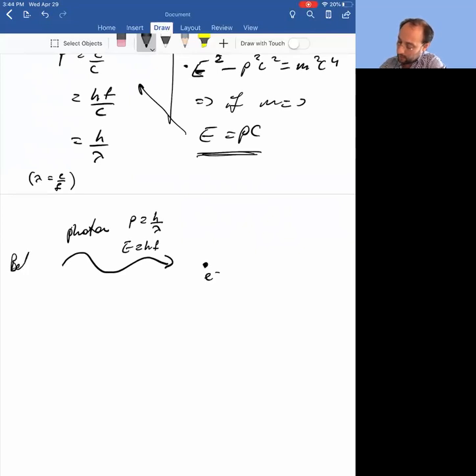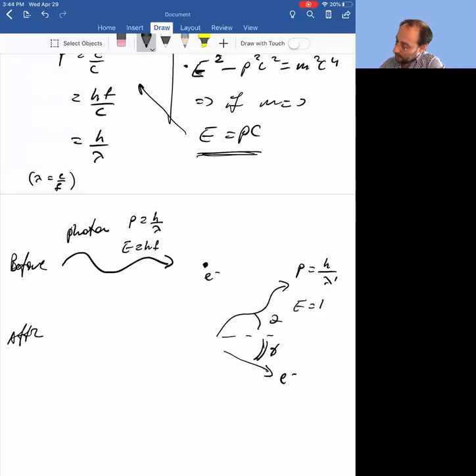So this is before, and then after, well, after you have something else, right? So this is angle theta, this is angle phi. You have a photon with momentum equals h over lambda prime, and energy equals h times F prime. Now, lambda prime F prime equals C. And the electron has a momentum equals gamma m u, right? I'm going to use the letter u like in your textbook. And the energy equals gamma m c squared.